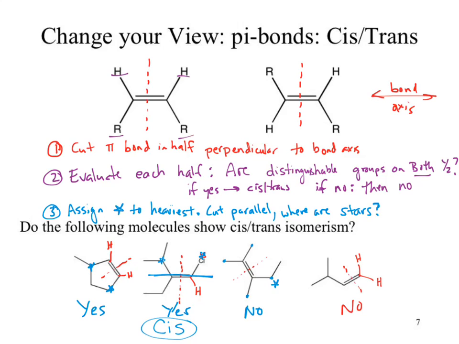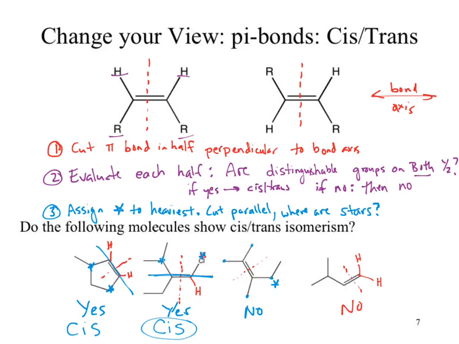Opposite sides. Okay, let's take a look at that first structure. Cut it parallel. Where are stars? Same side. So we would say that this is cis. We run into a slight issue with this. Can it exhibit cis-trans isomerism? Meaning, can I rotate that bond? Okay, let's say we break it, spin it, reform it. Can I do that? Why not?